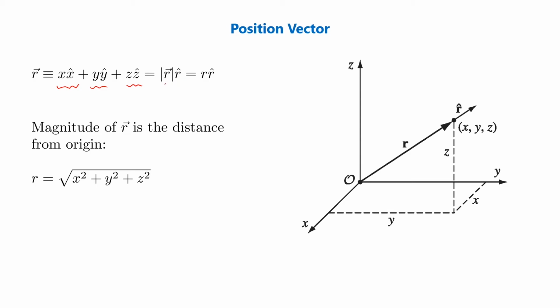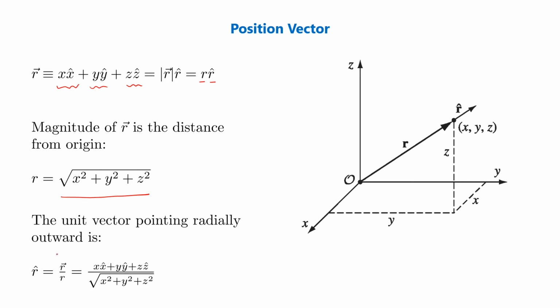So that is the modulus of vector r times r hat, which is equal to r times r hat. Now the magnitude of vector r is the distance from the origin, which can be calculated as r equal to the square root of x square plus y square plus z square. The unit vector pointing radially outward can be written as r hat equal to vector r divided by r, that is equal to x x hat plus y y hat plus z z hat divided by the square root of x square plus y square plus z square.